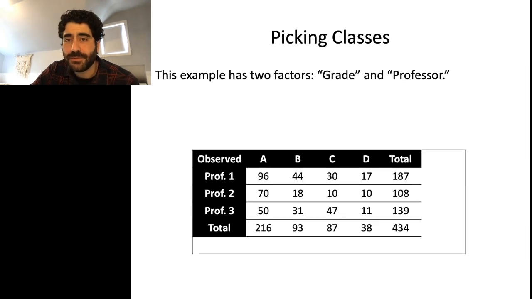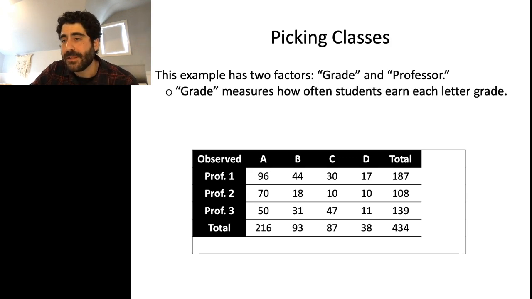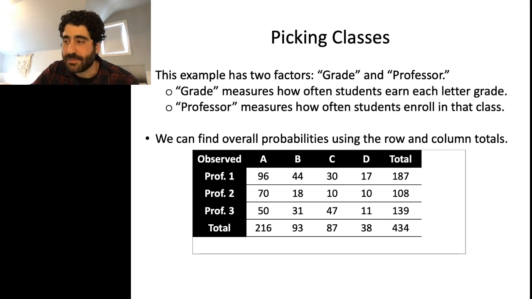So here we have two factors. And again, factors are like these different questions that we're asking, or these different measurements that we're making. And these factors also have different numbers of levels. So there are 3 levels to our professor factor. There are 4 levels to our grade factor.